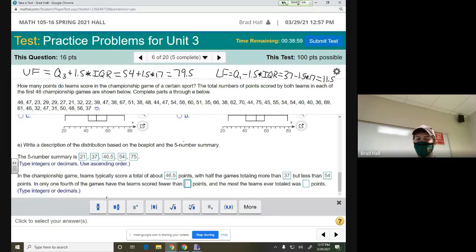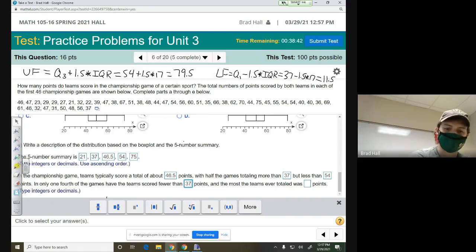And what about only 1/4 of the games the team scored fewer than blank? What about this one? Who remembers this one? It's going to be 37 as well, because what's lower than 37? Remember, each one of these jumps is always 25%. If you start at 21, you can't go any lower than that. So that would be 0%. So you have to go to 37. Then everything fewer than 37, you go to 21. That's 25% of the data, or 1/4.